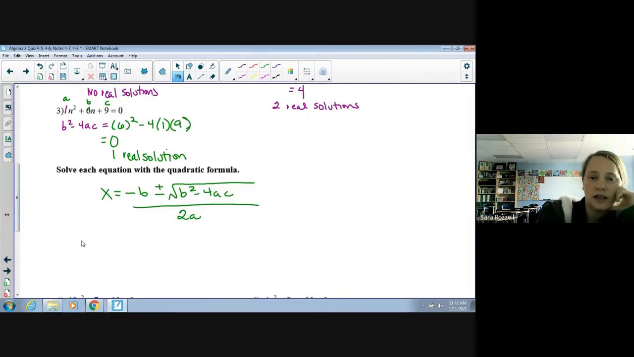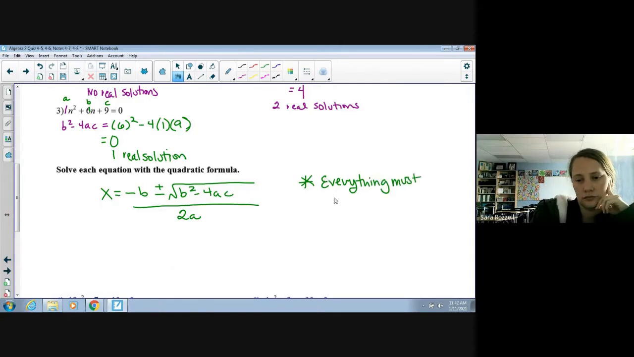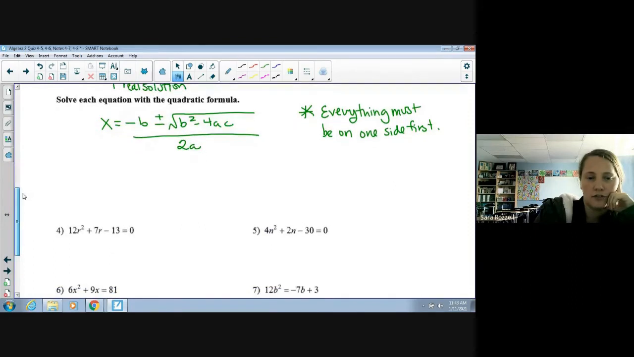An important thing to notice is that you have to have everything on one side before you can plug it in. Just like when we were doing our factoring, we had to move everything over. So we got to have everything on one side. So does everybody have the formula written down?